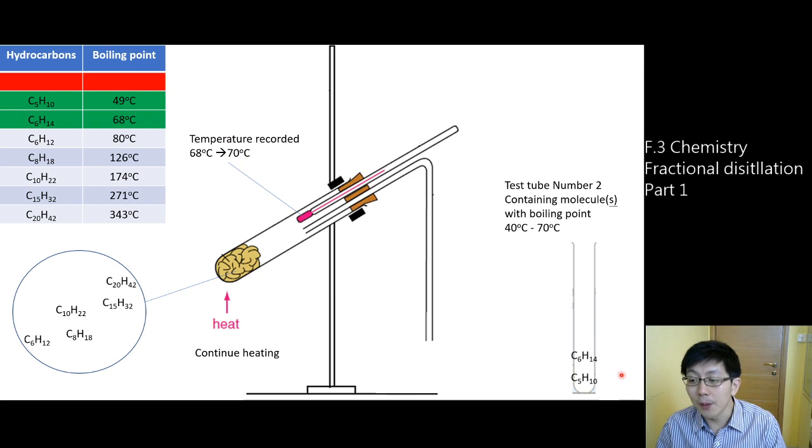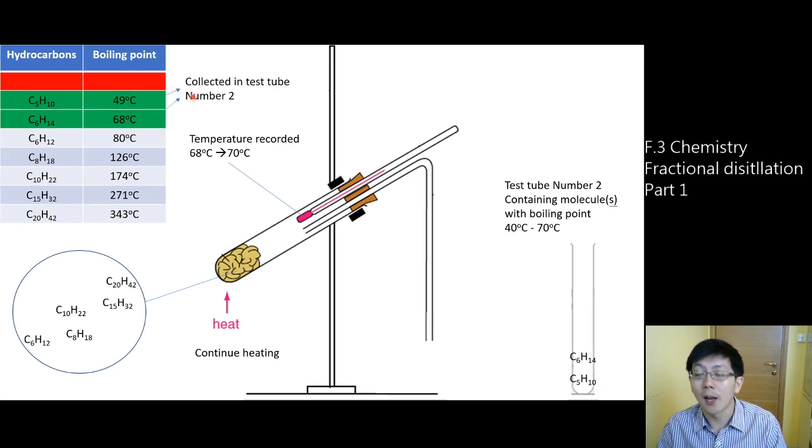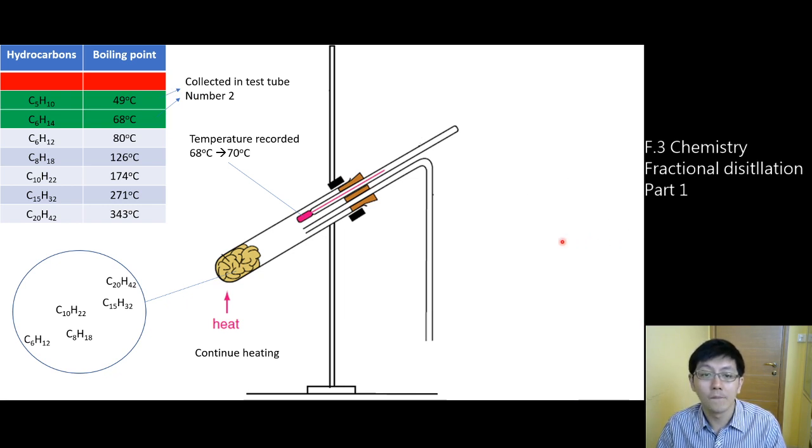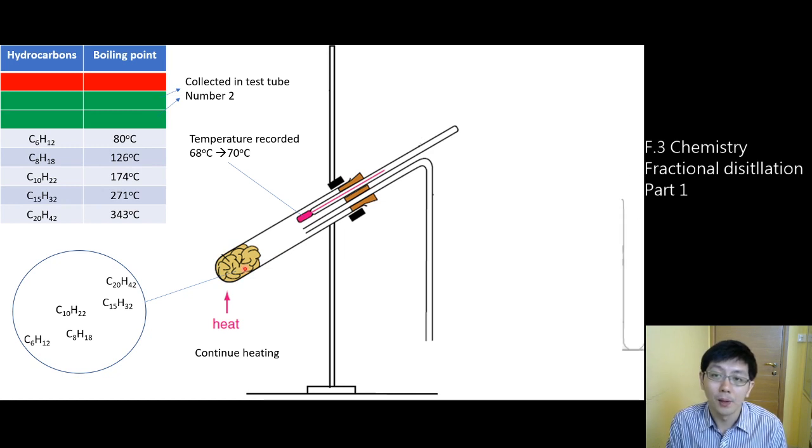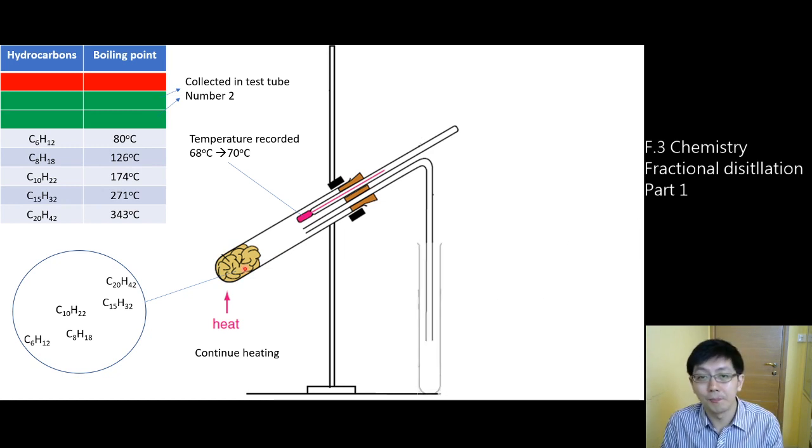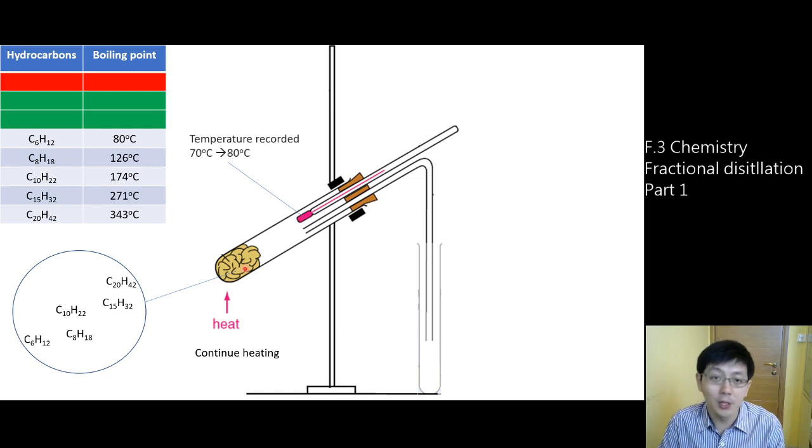So everything collected must have a boiling point between 40 and 70 degrees Celsius, just like these two molecules, C5 and C6. These two are collected in test tube number 2. So I put it aside and they are eliminated from the mixture here. I do the trick again. I use another new test tube and I continue the heating.